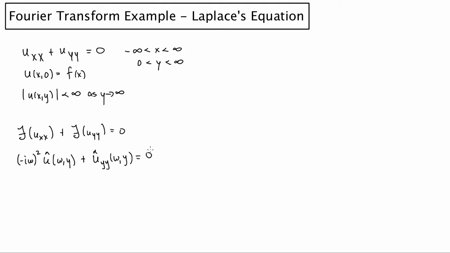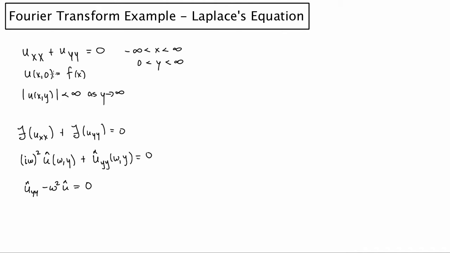So this is the Fourier transform for this particular problem. And sorry, this should just be i omega, not minus i omega. So i omega squared, two copies of i omega. And so what we end up with here is an equation of the form u_yy minus omega squared u equals 0. And because there's only one derivative in the problem, I want to think of this as an ODE.